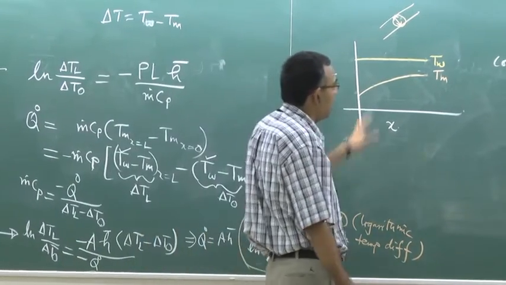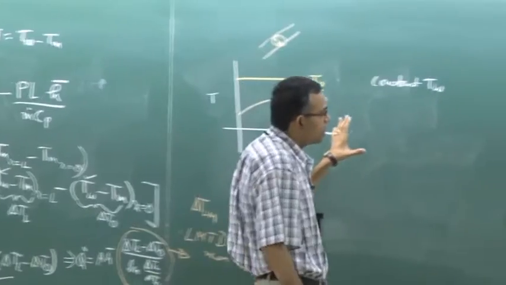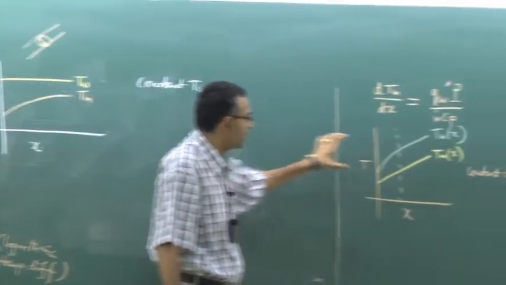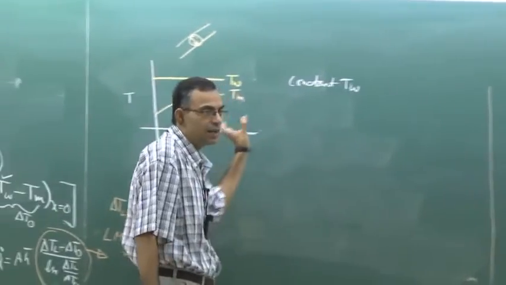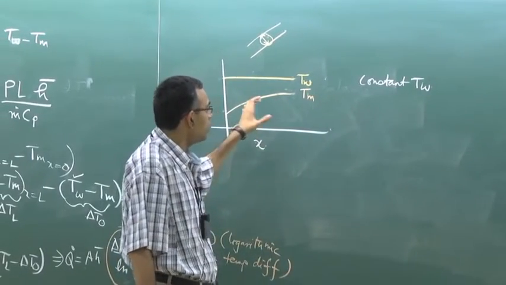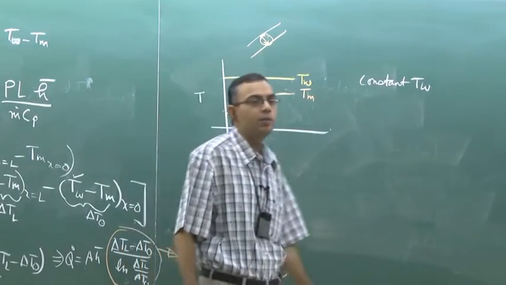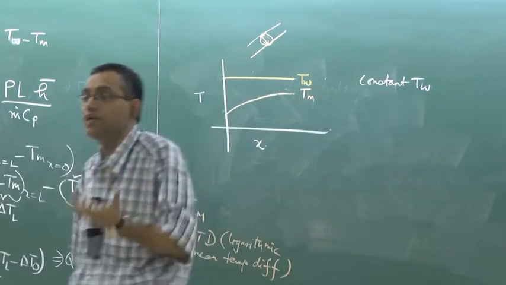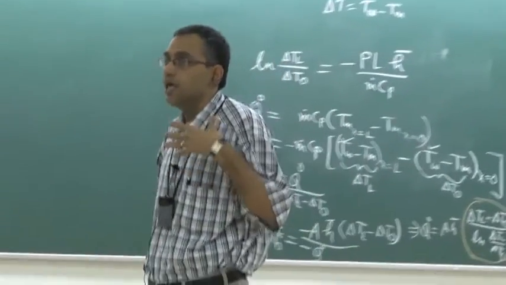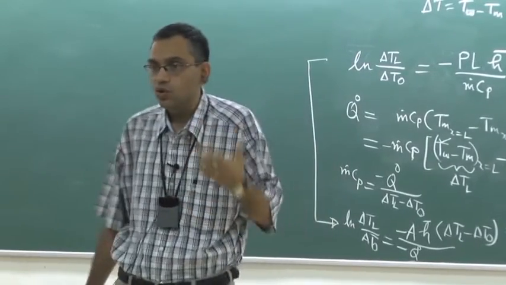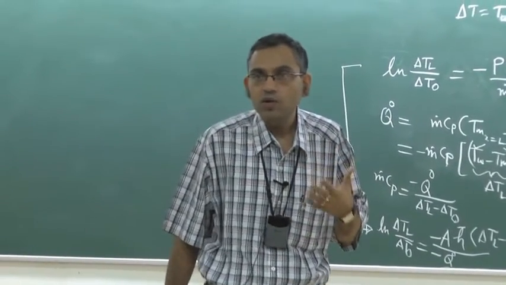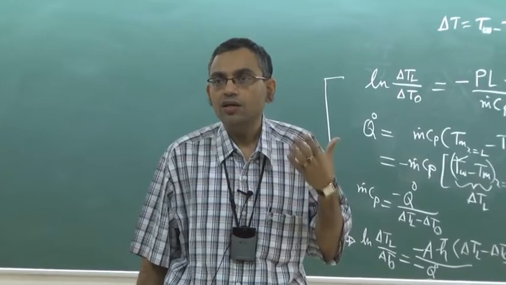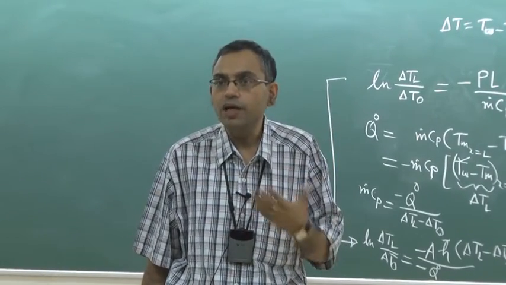So we have discussed the situations of constant wall heat flux and constant wall temperature somewhat qualitatively, that is, how the wall temperature and how the bulk mean temperature vary with x. But the question is, what is the rate of heat transfer, that is, what is the Nusselt number. So we need to discuss what the Nusselt number is for thermally fully developed flow.